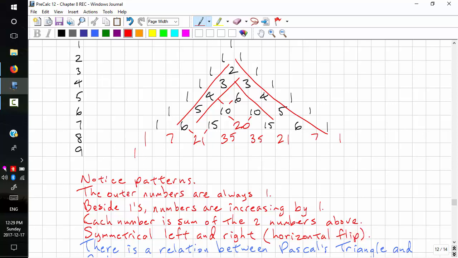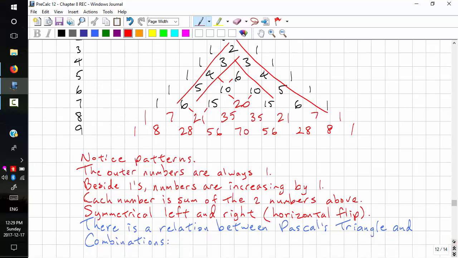Okay, so 1, 8, 1, 8. 7 plus 21 is 28. 21 plus 35 is 56. 35 plus 35 is 70. And then we said it was symmetrical, so we just copy 56, 28. So it doesn't take long to construct Pascal's triangle, up to 9 rows, even 10 rows.